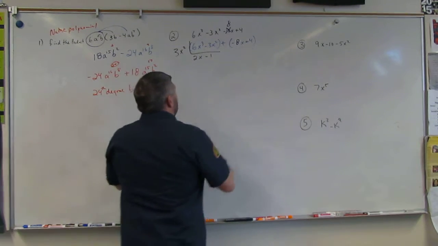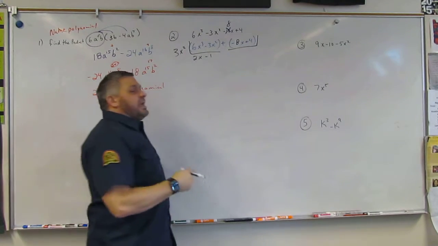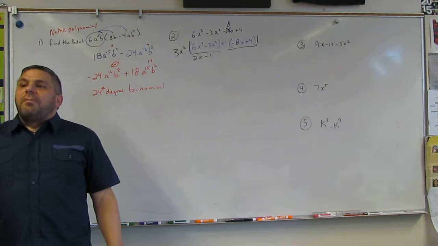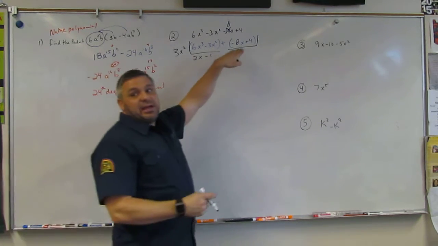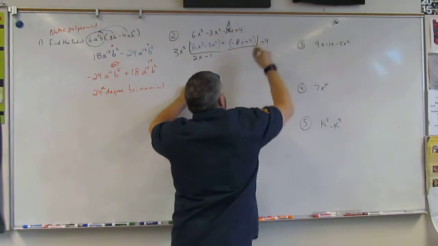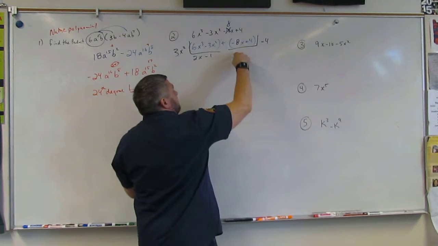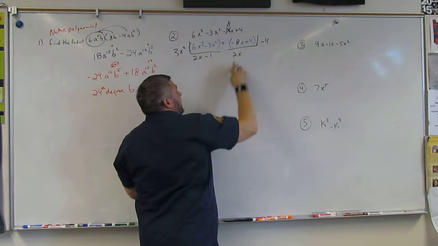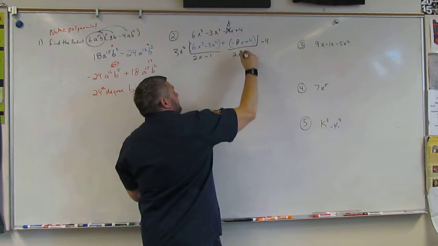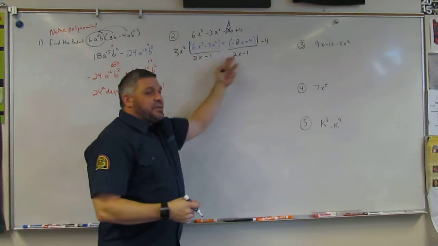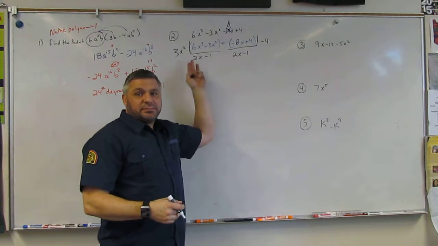Okay? So then what goes into negative 8 and positive 4? 4, right? But we want to get rid of that negative, right? So we're going to take out a negative 4. Okay? And when we do that, that's going to make this a positive 2x, right? That's going to make this a negative 1, right? And now these are going to match. And that's what we want. Okay?